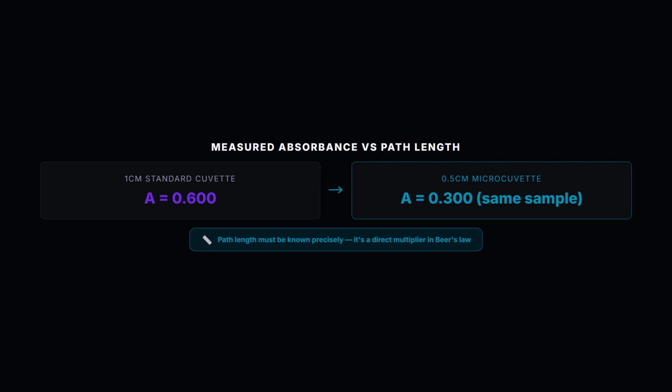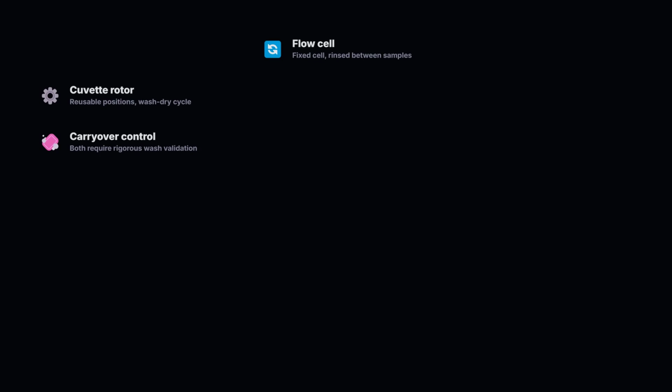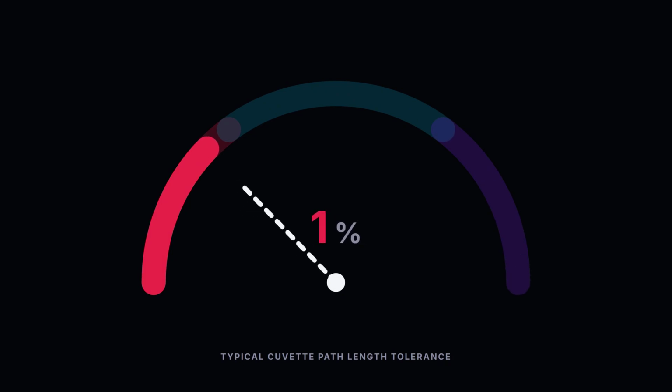Automated analyzers mostly avoid disposable cuvettes entirely, using either a fixed flow cell that gets rinsed between every sample, or a rotor of individual reusable cuvette positions that cycle through a wash and dry station on every run. Because path length is a direct multiplier in the equation, most manufacturers hold cuvette path length tolerance to well under 1%. A tiny mechanical error there translates directly into a proportional error in every result.